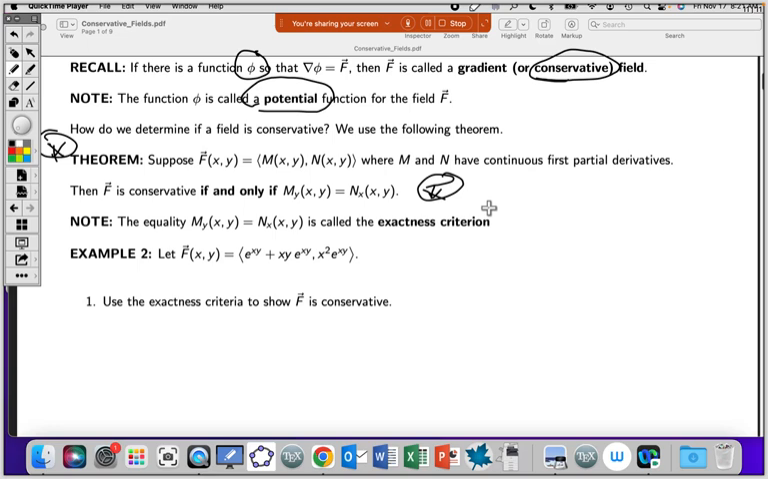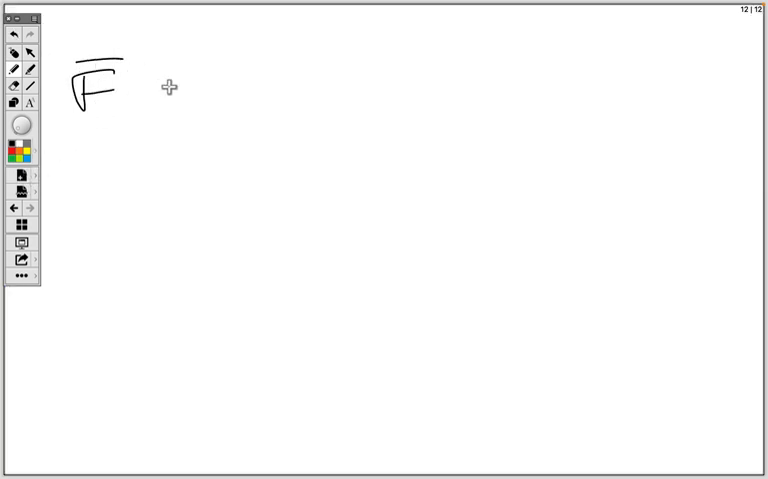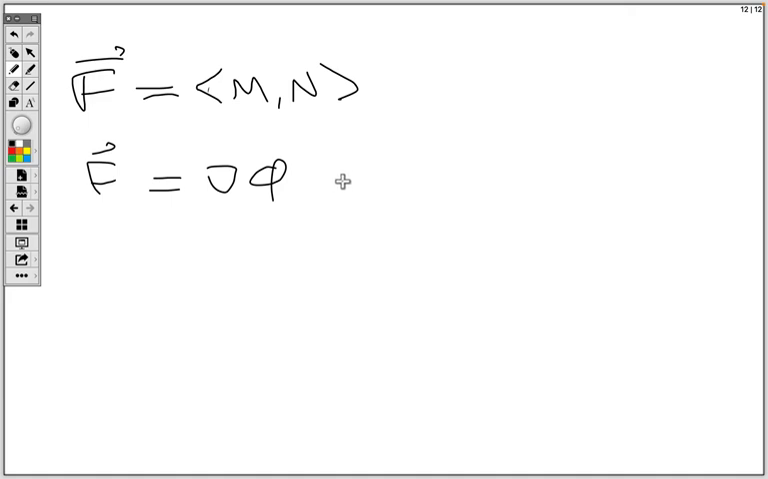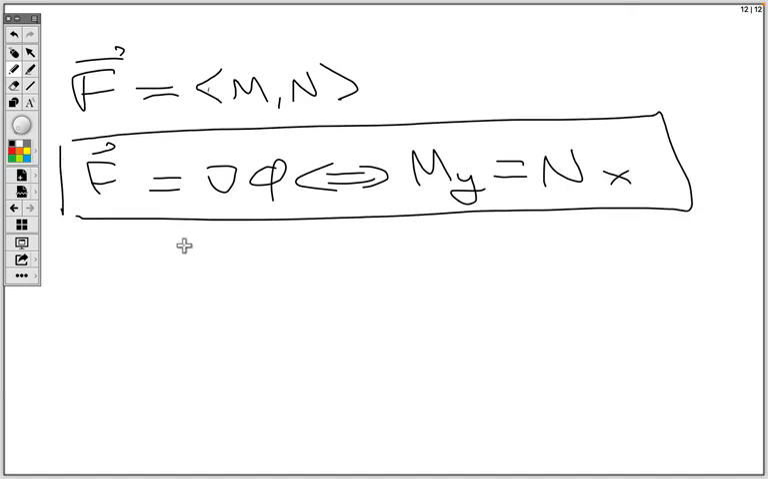Suppose you've got a two-dimensional field where M and N have continuous first partials. F is conservative if and only if M y equals N x. So F is conservative means F is the gradient of something. Let's spell this out. So F is the gradient of something if and only if M y equals N x. This is called the exactness criteria.